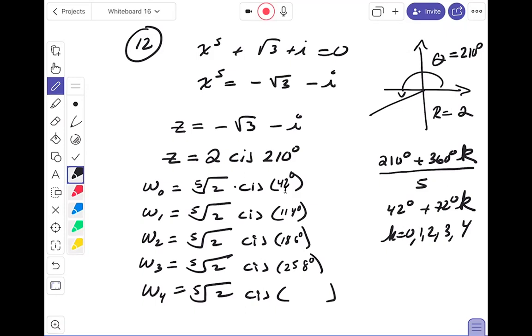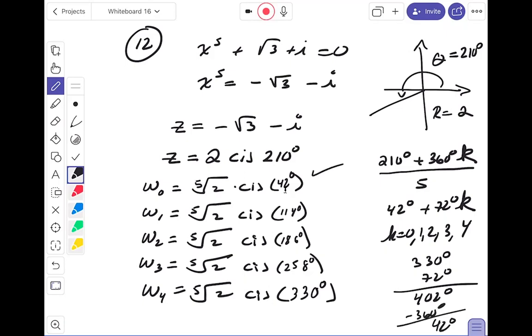We'll check these, by the way. Let's see, that would be 60, 330. Now let me write this down, 330 and 72, which is going to be 402, right? And if you took away 360 from that, I want to make sure it's coterminal, by the way, 42 degrees, exactly what we expected to come up with.